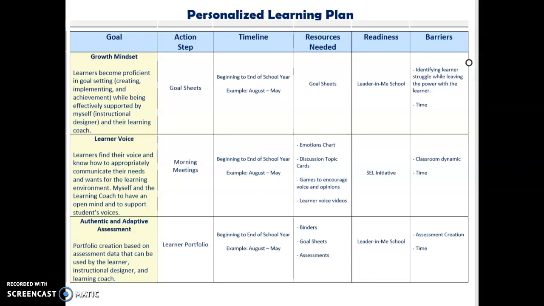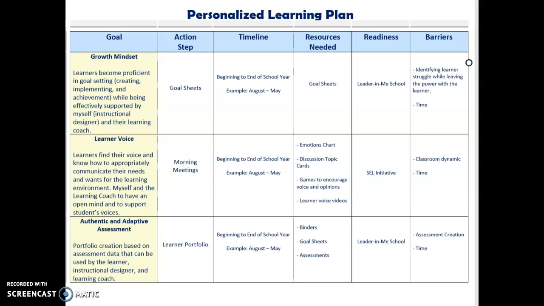My goal for this standard would be that learners would become proficient in goal setting, creating, implementing, and achievement while being effectively supported by myself, the instructional designer, and their learning coach. So to achieve this goal, my action step would be goal sheets. My idea would be for students to create a goal in the 4 major content areas of reading, math, science, and social studies. I would have students create a goal specific to each content area at the beginning of each 9 weeks. Students would record their goal on a designated goal sheet.